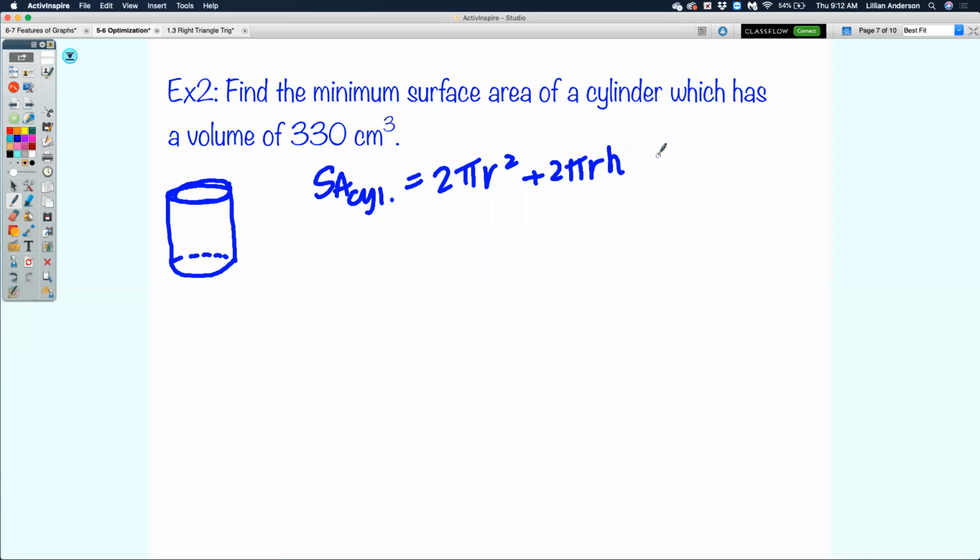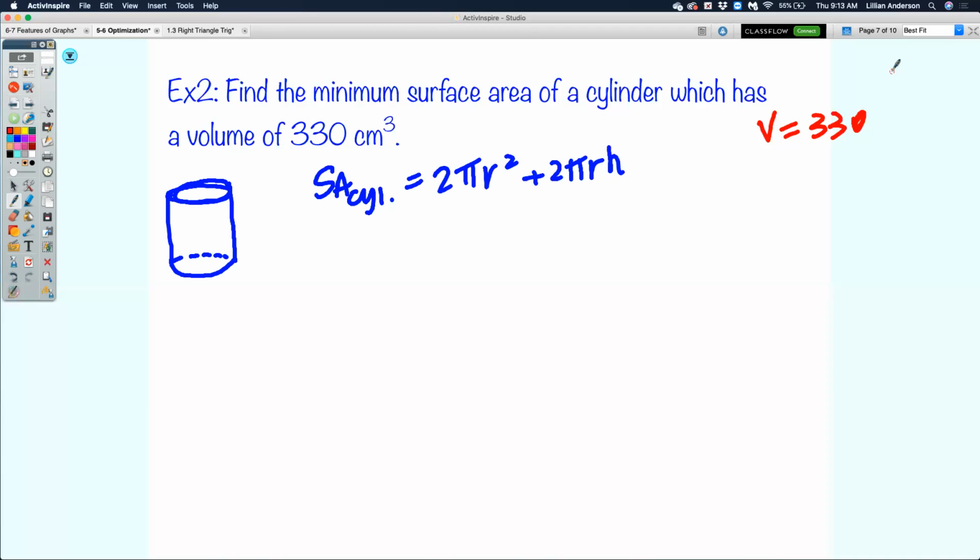But when you look at that surface area formula, don't you see 3 different variables? You got surface area, radius, and height, which means you're going to have to create another equation so that you can solve for one of the variables and plug in. What other information do you know about this particular cylinder? The volume. You know the volume. The volume is equal to 330, which means that is the other equation you're going to use to solve for one of your variables to plug in.